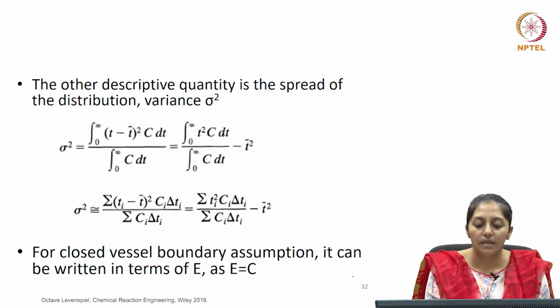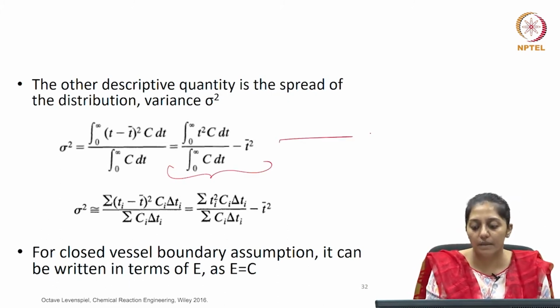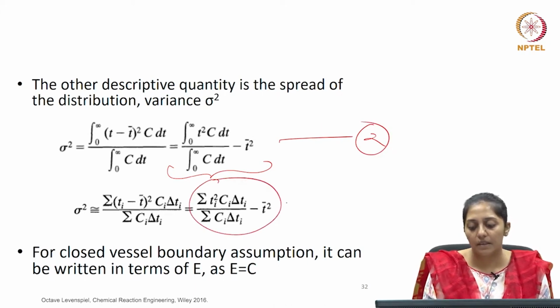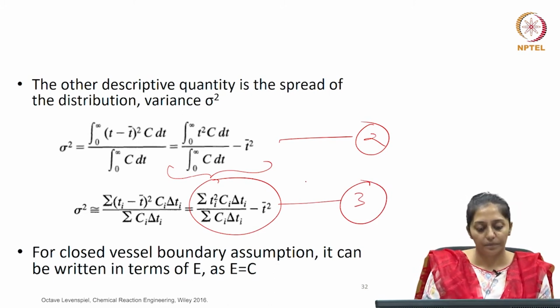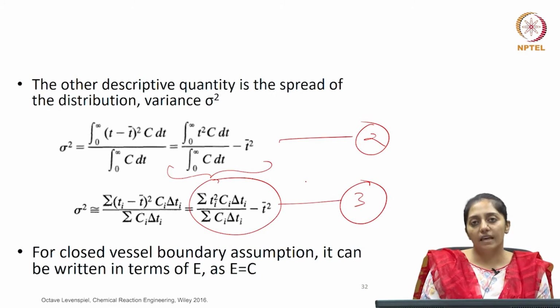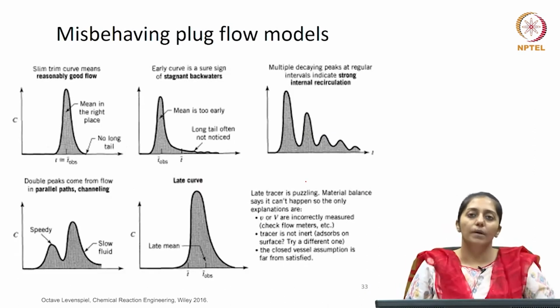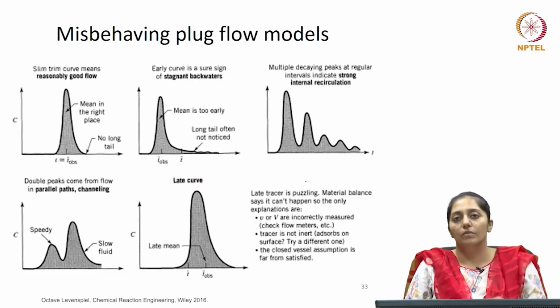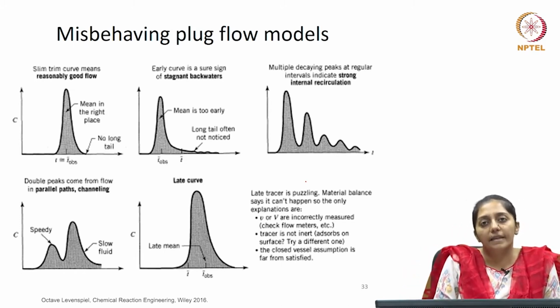Now, variance is mathematically represented as the function shown here. Let's call it equation 2, and in discrete time intervals, it can be represented as shown in the second line. Now, for closed vessel boundaries at steady state, your E is equal to C. So, how do we practically find out misbehaving plug flow systems or those which are deviating from ideality?